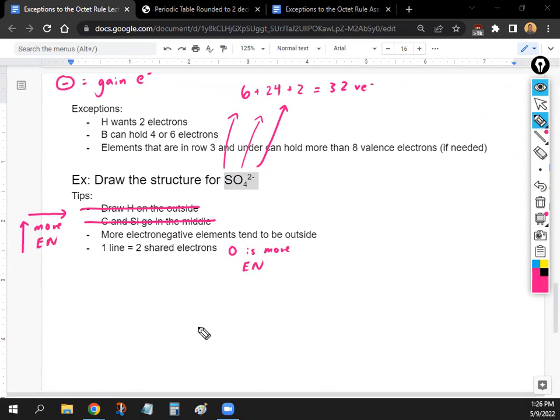All right, so now we can just start organizing them as a structure. So O wants to go on the outside, so we'll put the 4 oxygens on the outside. S goes in the middle. Let's connect them together. So 2, 4, 6, 8. We used 8 valence electrons. And so that's going to bring our count down to 24. And then oxygen wants to have 8, so we're going to put 6 on each of them. And if we do that, that is going to use up all 24 of our valence electrons. And that's it.